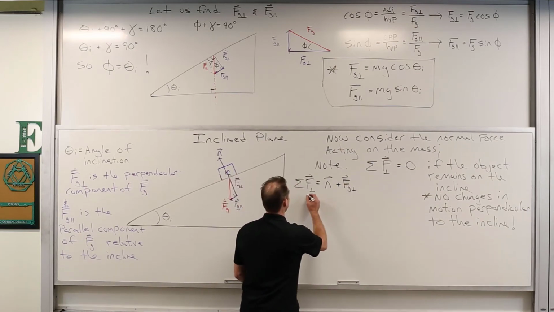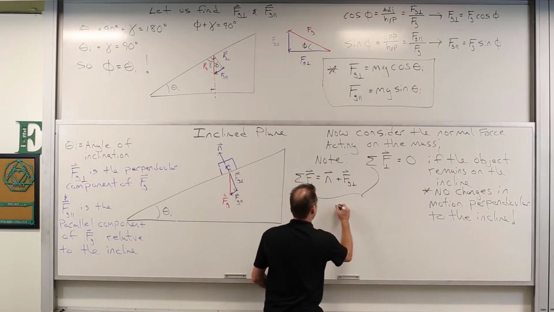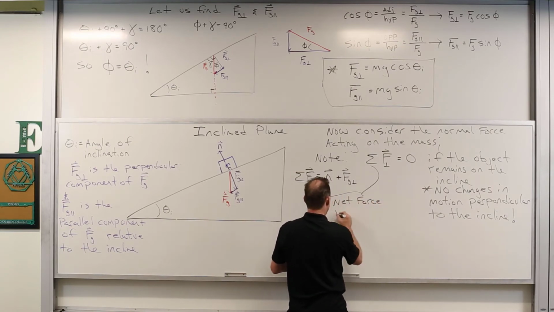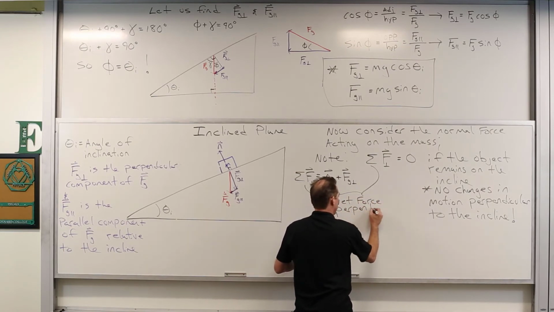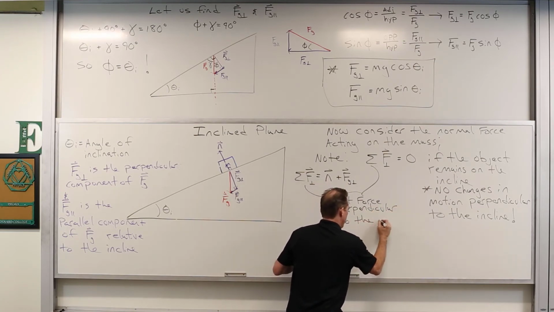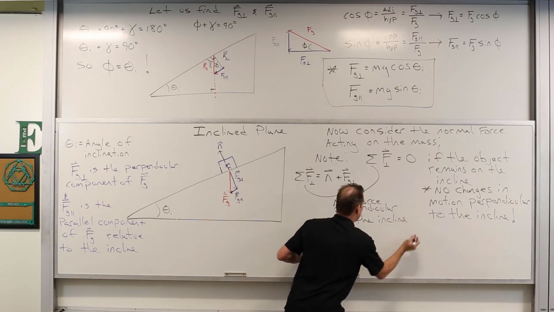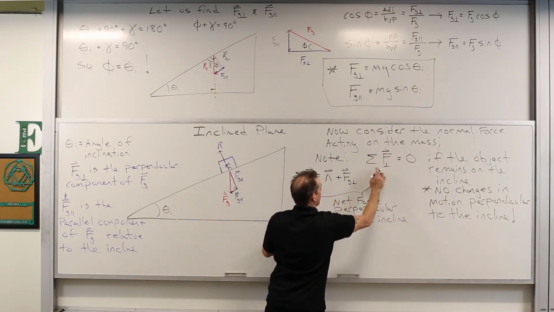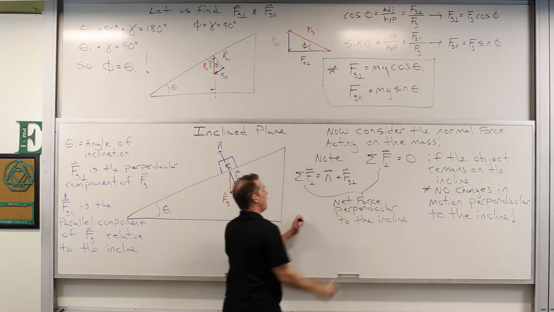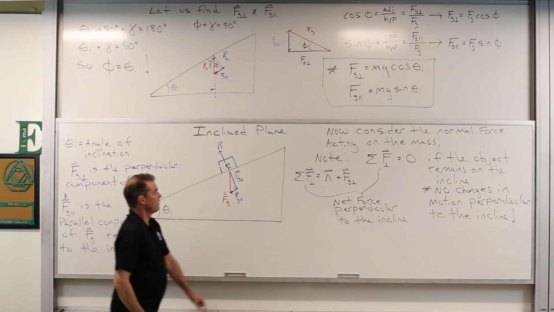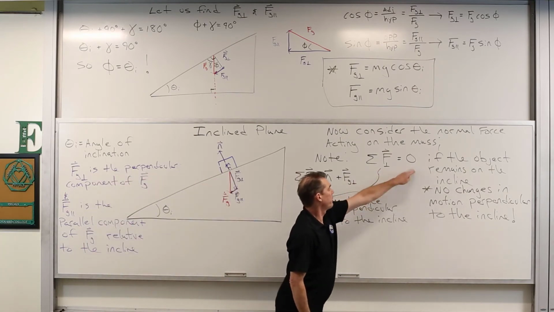So let me just note this. Net force perpendicular to the incline, just so we're sure what those quantities are referring to. Sigma F perpendicular. All right, so what does that give us? Well, net force perpendicular equals 0.